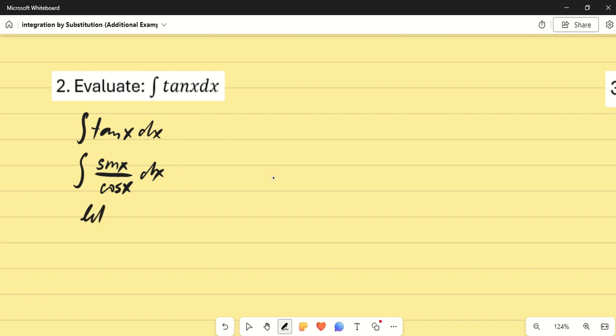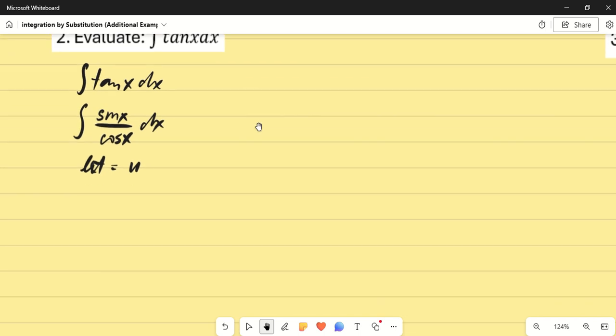Then of course we're going to identify your u, and usually we make use of the expression in the denominator as your u here in this example. So let u be equal to your cosine x. Then you get the derivative of u. So your du is, of course, you're aware that the derivative of cosine x is negative sine x.